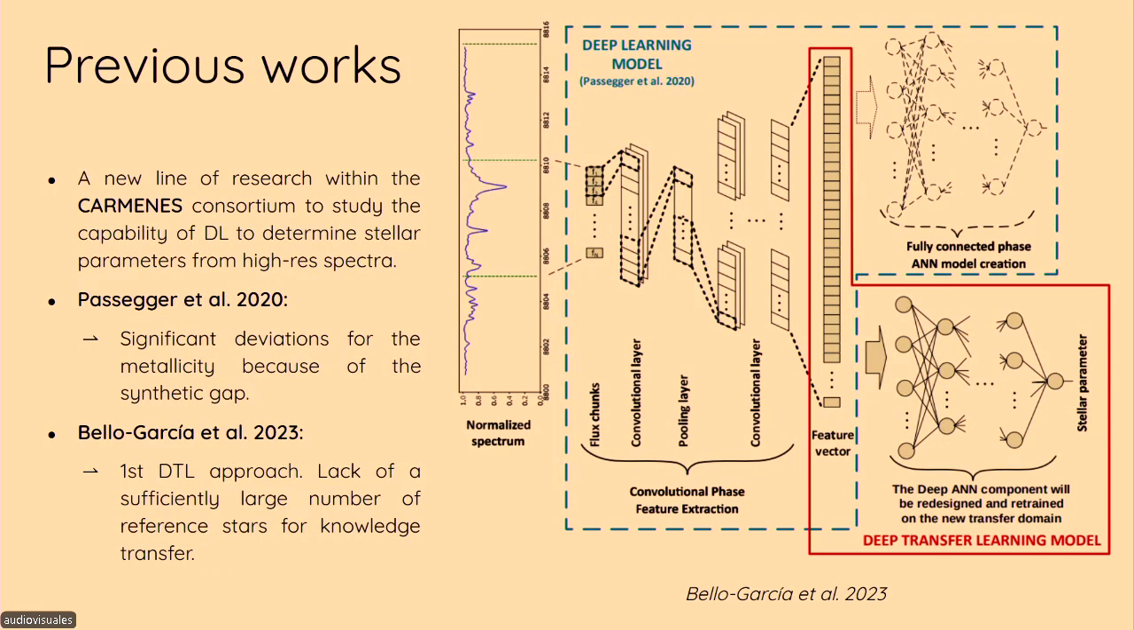You can see this model inside the blue box, where you can see first the convolutional layers of the network that extract features into a feature vector, and this feature vector is fed to an artificial neural network block to estimate the stellar parameter. So in this work, they achieved very promising results, but they found significant deviations in the metallicity estimations that they attributed to the synthetic gap.